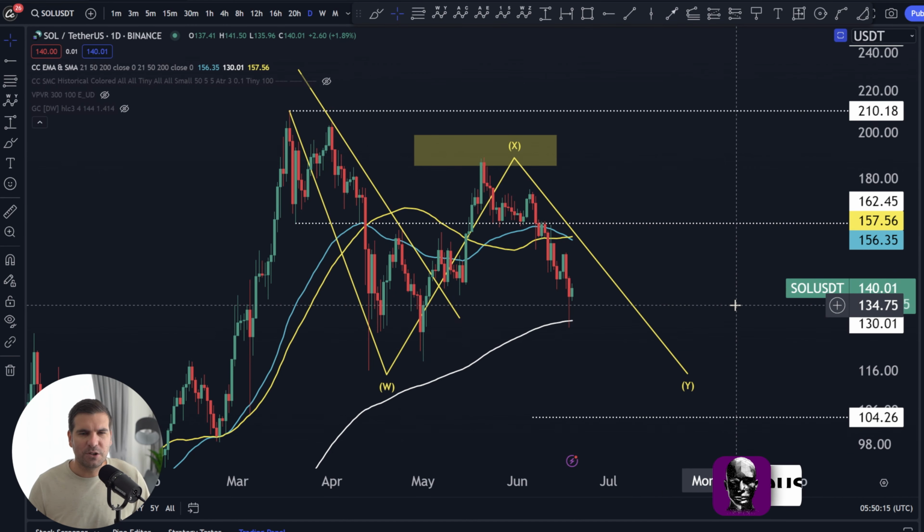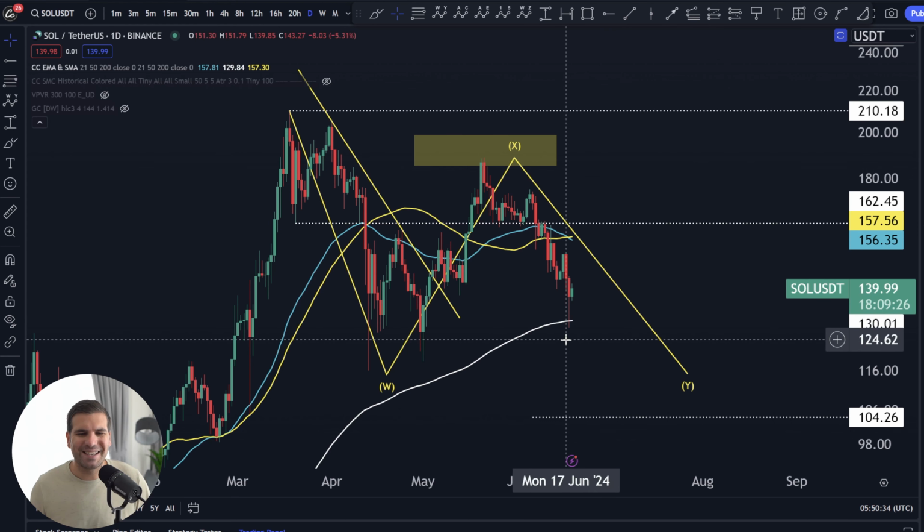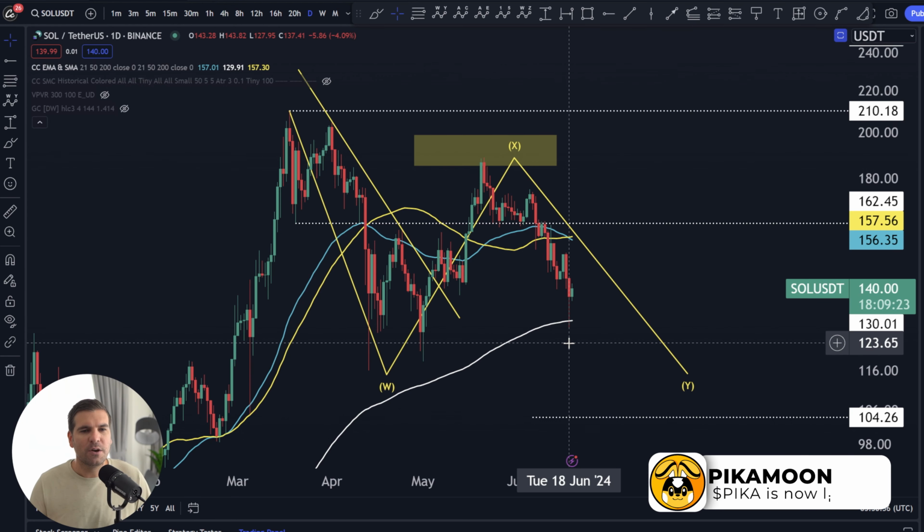So at the moment, you can see we are currently lower than the 50 exponential moving average and lower than the 50 simple day moving average, which currently sit here at $156.34 on the EMA and $157.56 on the SMA. The 200-day EMA was tested out yesterday when we had a wick move down to $127.95.